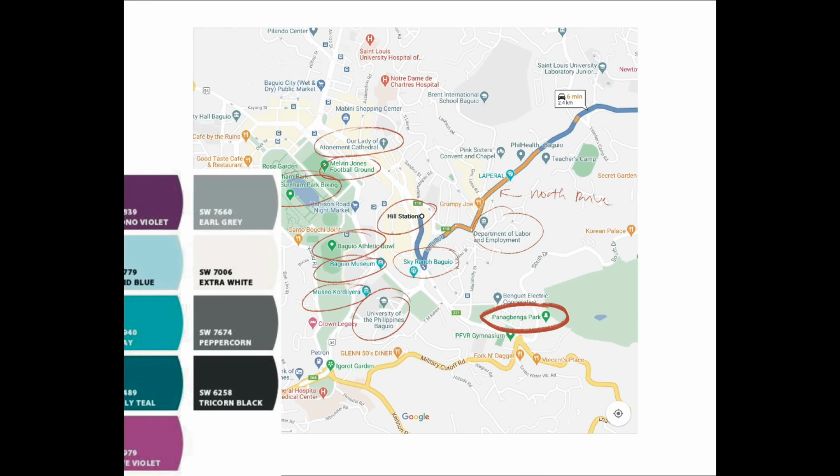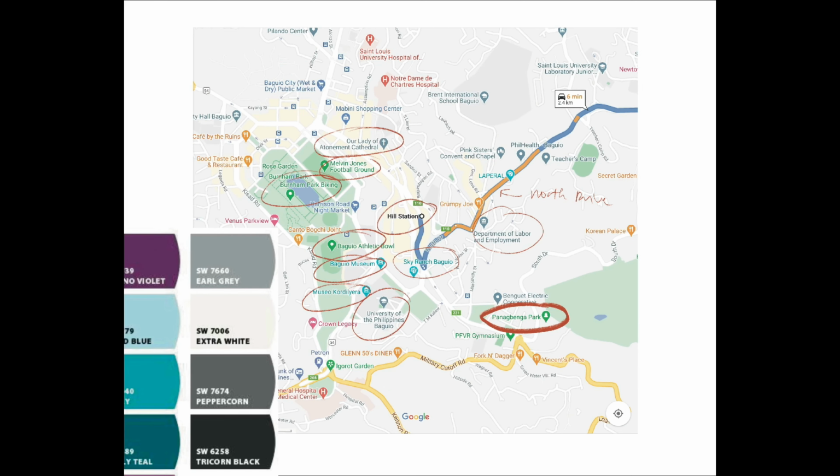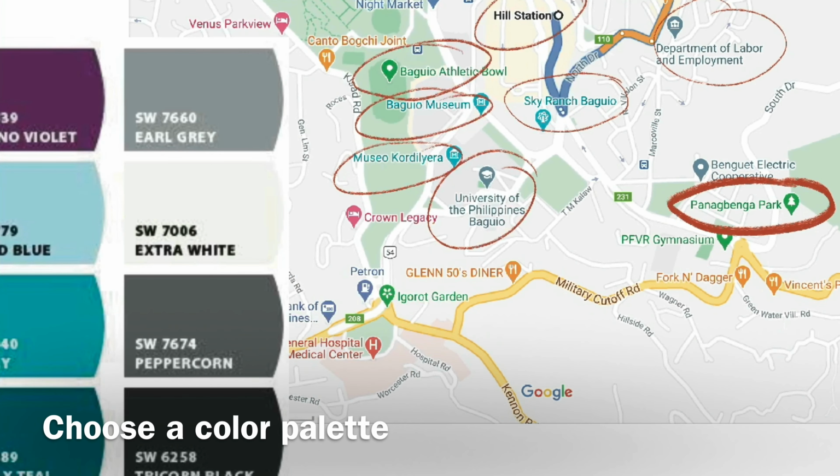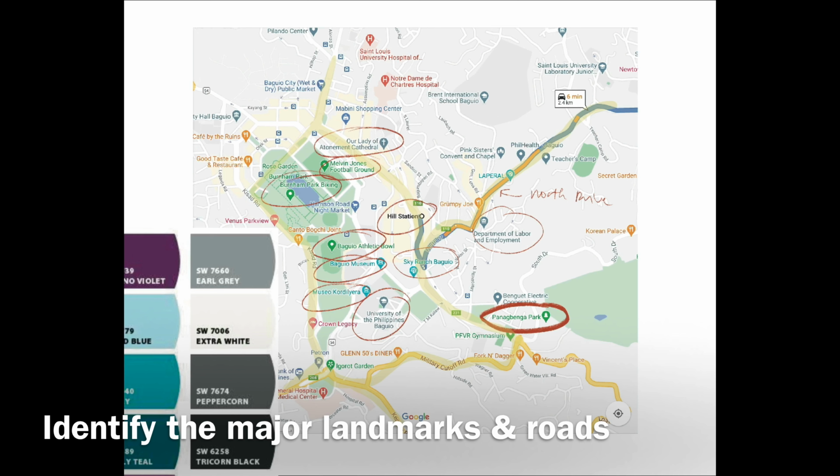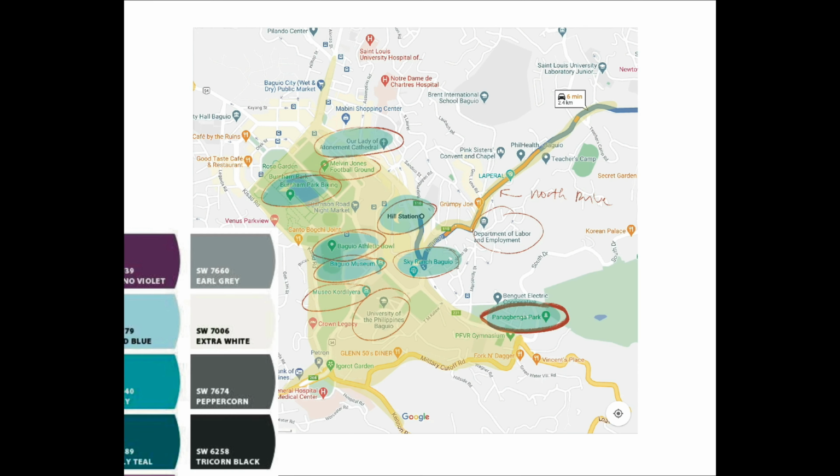The first step is to find the actual map online using Google Maps. Take a screenshot of the map and place it under the layers on Procreate. So I am plotting the major roads and landmarks around the venue. Make sure you have those in your map.